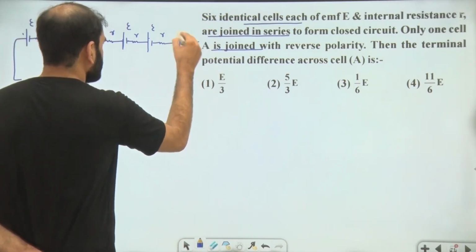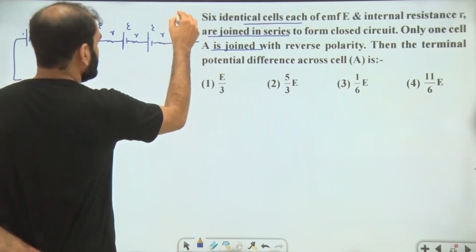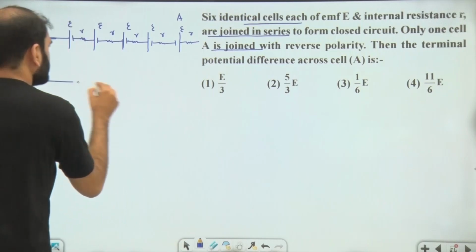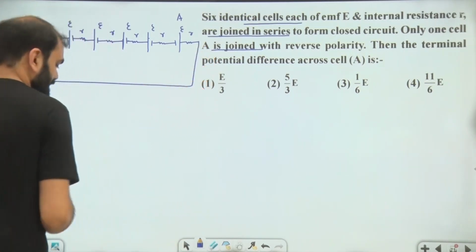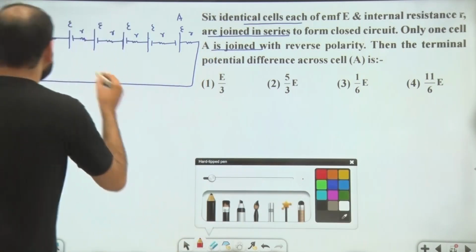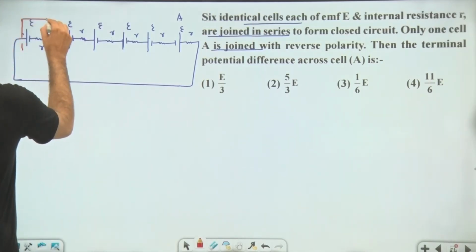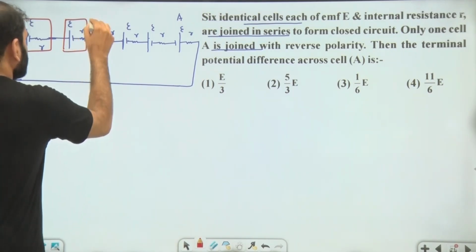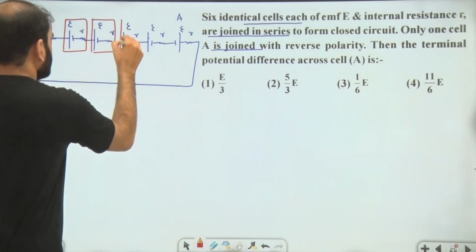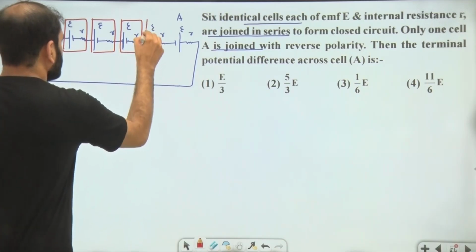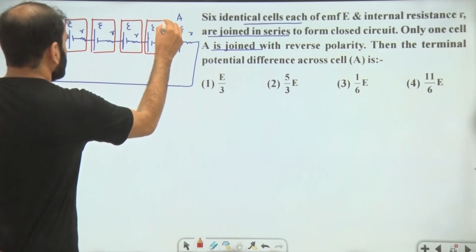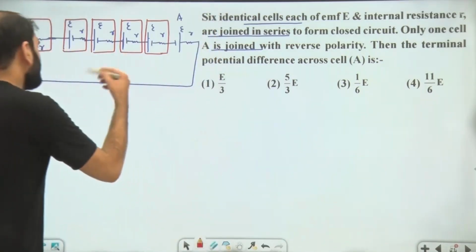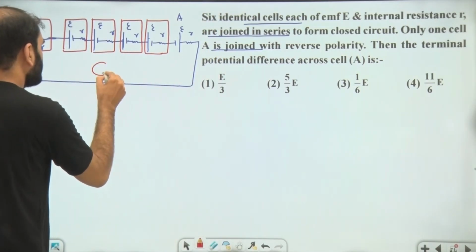So this cell, called A, is joined in reverse polarity, with EMF E, and these are forming a closed path. You can see this is the first cell, the second cell, the third cell, the fourth cell, the fifth cell, and the last one is cell A. Now this is a closed path, so you can apply KVL here.